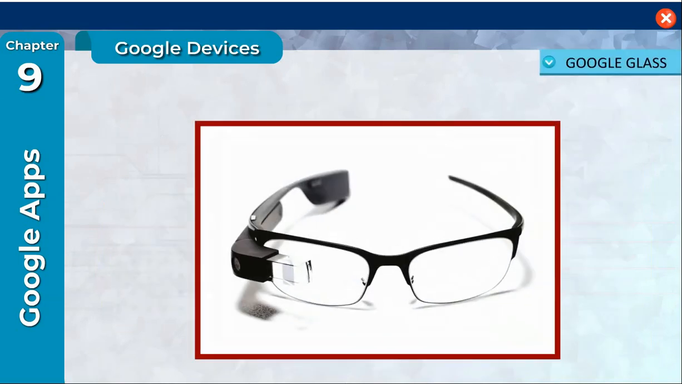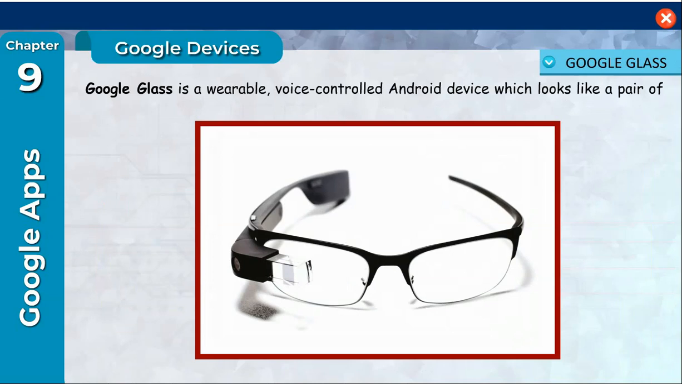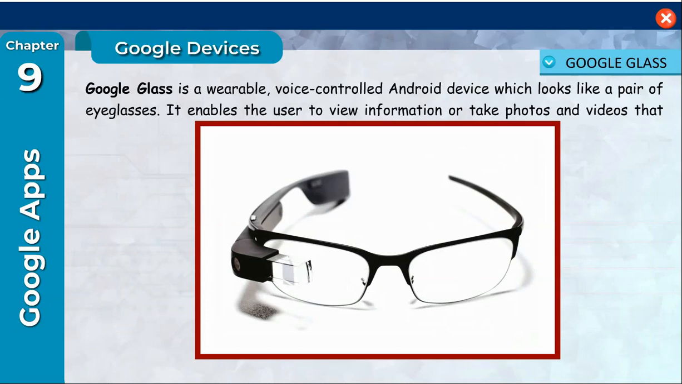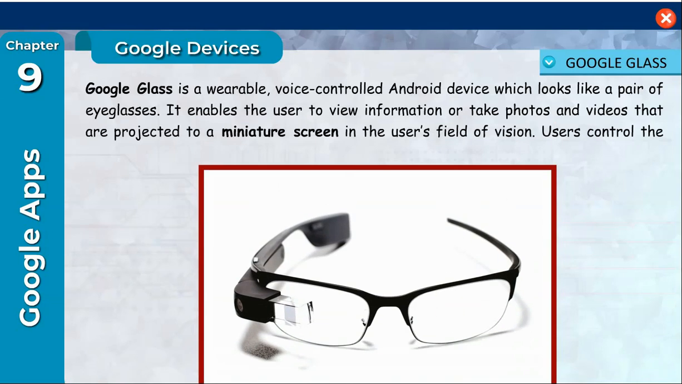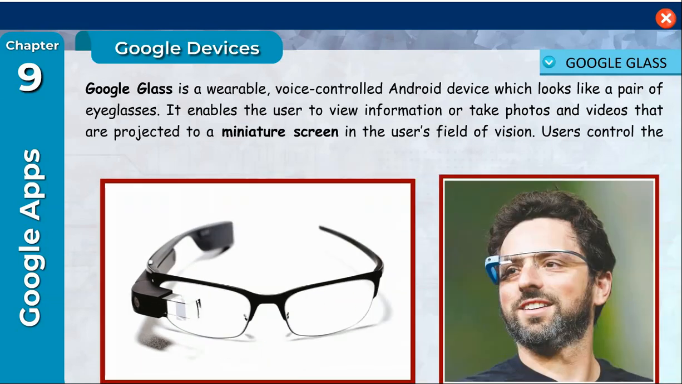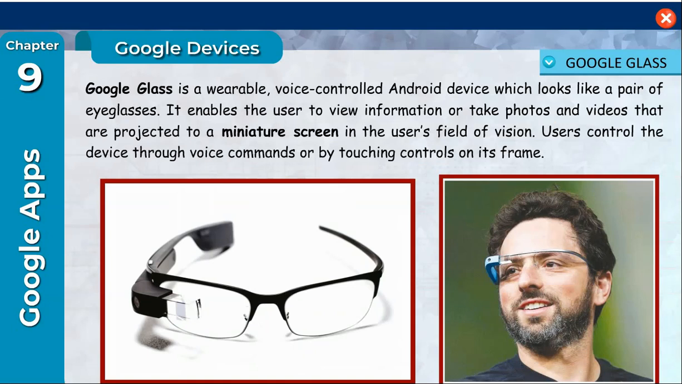Google Glass. Google Glass is a wearable, voice-controlled Android device which looks like a pair of eyeglasses. It enables the user to view information or take photos and videos that are projected to a miniature screen in the user's field of vision. Users control the device through voice commands or by touching controls on its frame.